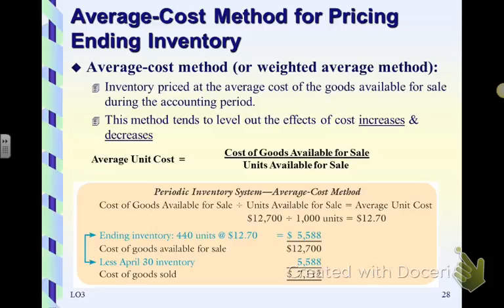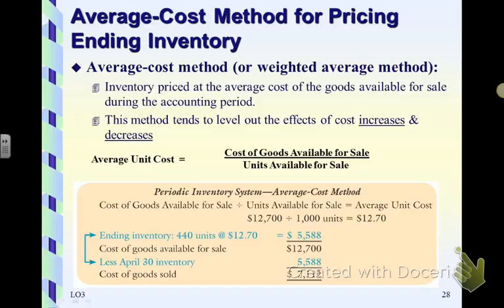So I'm going to take basically my goods available for sale. What was the number for my goods available for sale? Look at your data. What was it? 12,700, and then how many units were available for sale? 1,000. So I'm going to take the goods cost available for sale divided by the units and get an average, right? And that's going to be my average unit cost.